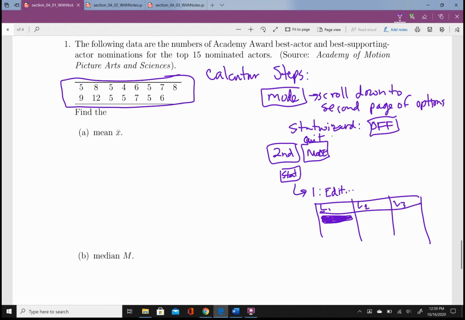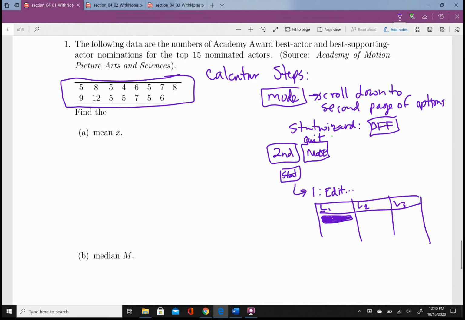And then you want to enter in the data points, which are 5 and move down, and then 8, move down, 5, move down, 4, move down, 6, move down, 5, 7, 8. Now that's the first row of data. Now go to the next row and put in 9, but stay in L1. You're still in the L1 column. 9, 12, 5, 5, 7, 5, 6. And you should have 15 data points altogether.